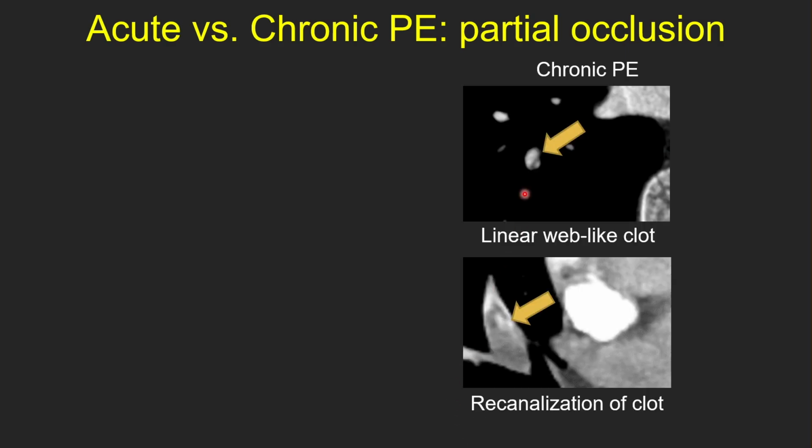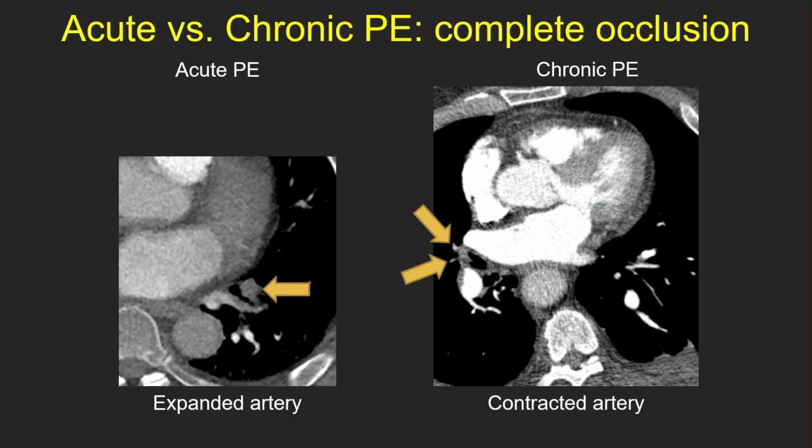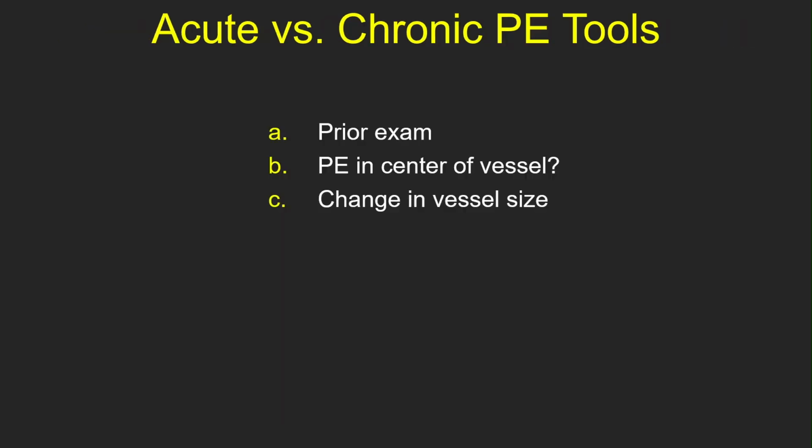Chronic PE can appear as a thin web or show recanalization of a clot with contrast channels. Let's move on to when it's completely occlusive. This acute PE expands the artery compared to similar vessels, while this chronic PE contracts the artery compared to similar vessels. Here are some tools to differentiate acute and chronic PE.